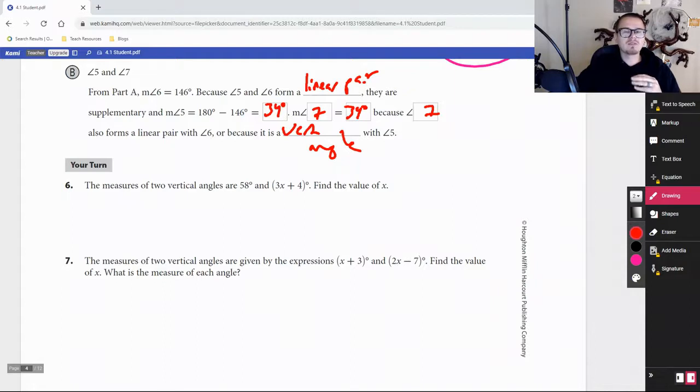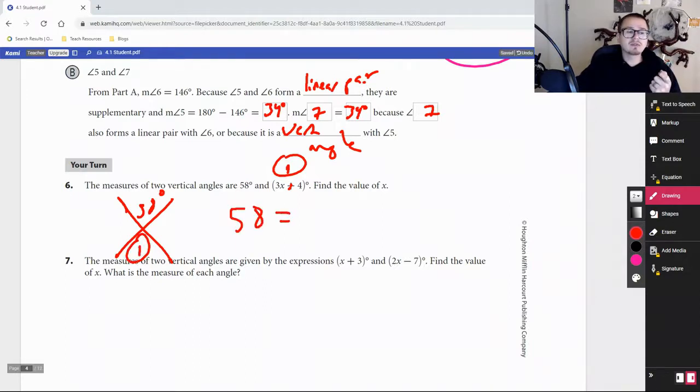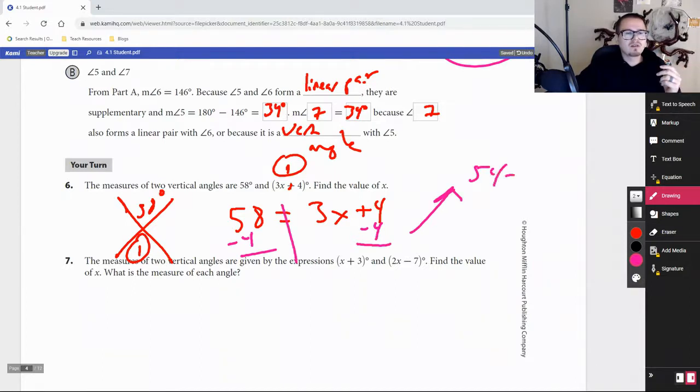So if you're unsure, you could always draw a picture. This could be your 58, and I'm going to put a little 1 there. Those are your vertical angles. So you could set them equal and say 58 degrees is equal to 3x plus 4. That's just a 2-step, guys. You better be ahead of a 2-step. If you can't do a 2-step, go watch my algebra videos. I got a ton of them. Subtract 4 on both sides using the subtraction property of equality. We got 54 equals 3x. Divisible, yeah. 20 would be 60, take away 2 would be 18, so x equals 18.